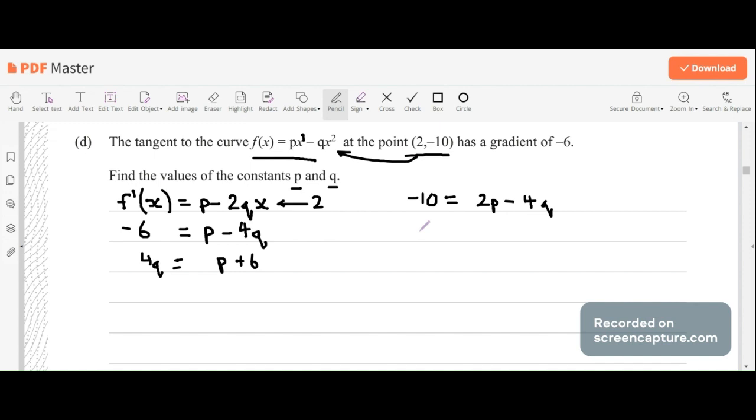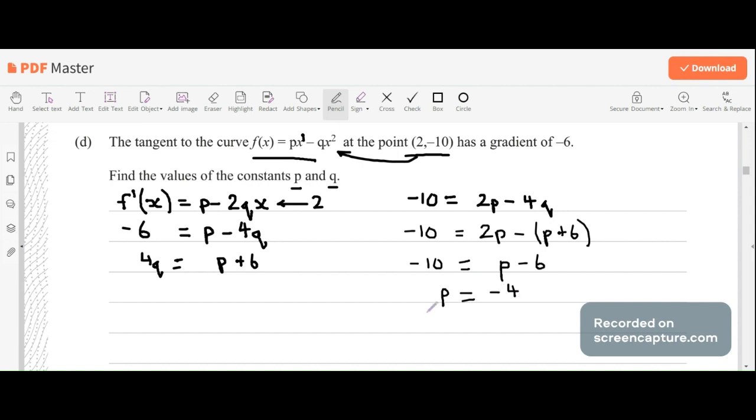Then if we go -10 equals 2p minus p plus 6, because that's what 4q is equal to, then we're going to get p minus 6 equals -10. That means p equals -4, adding 6 to both sides.